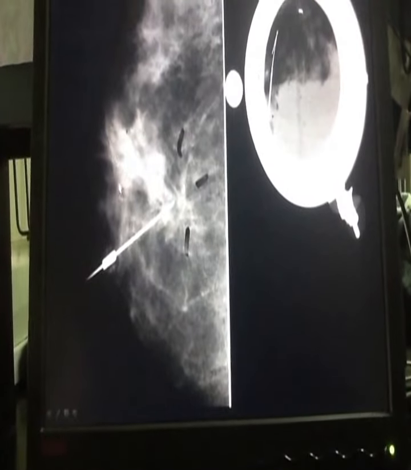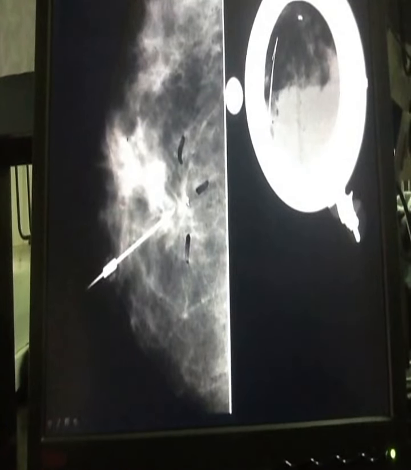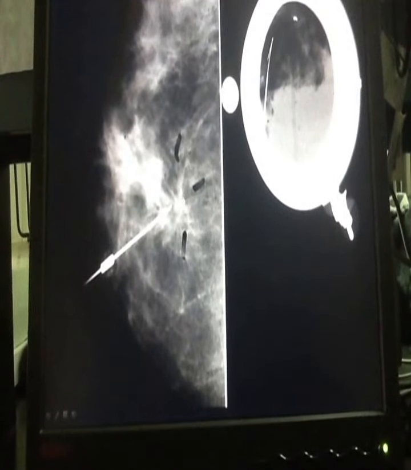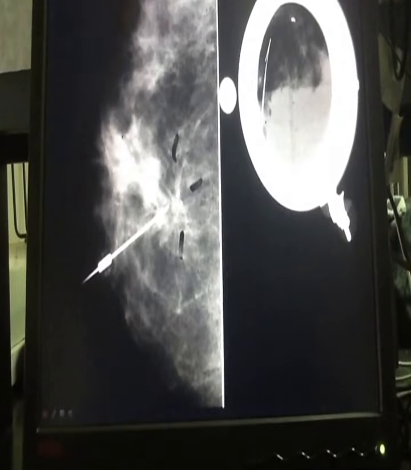And this image shows a breast, and in the center you can see this small dense area, which is a microcalcification, usually associated with either DCIS, ductal carcinoma in situ, or malignancy.